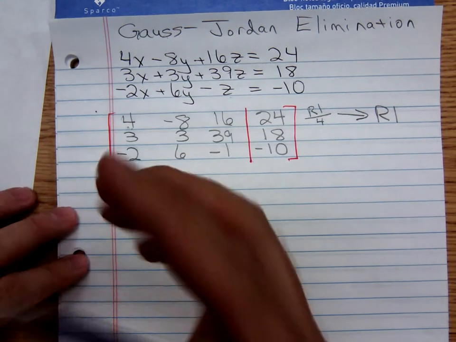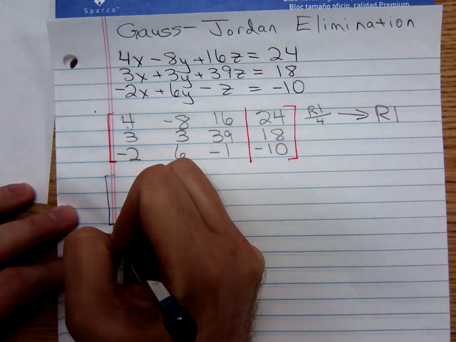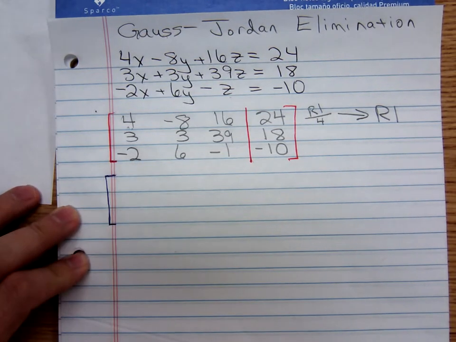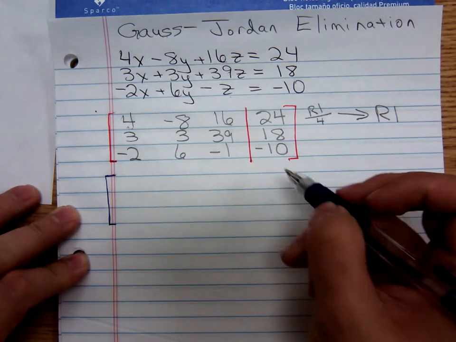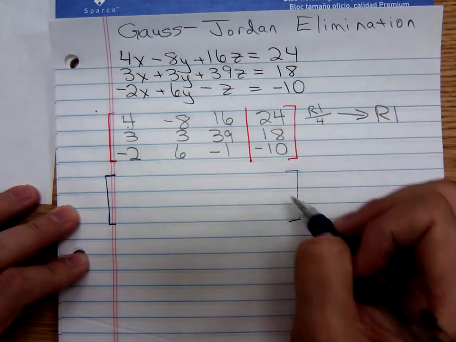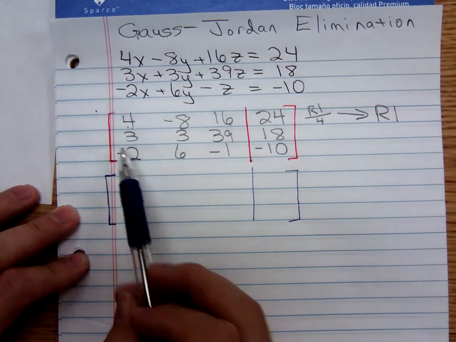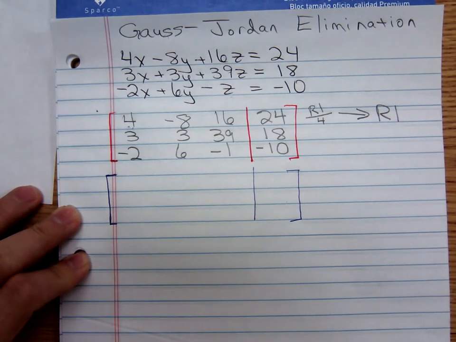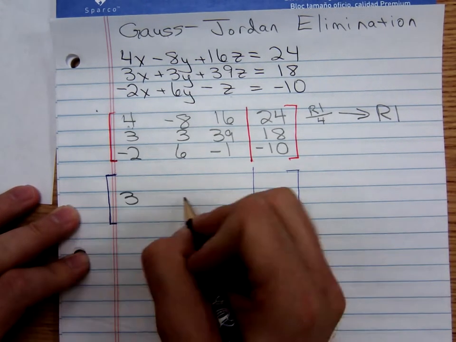There's going to be a lot of recopying here, and you'll have to be careful. Don't miscopy something when you're just carrying values down. Notice rows 2 and 3 are not changing. I can go ahead and write those down.